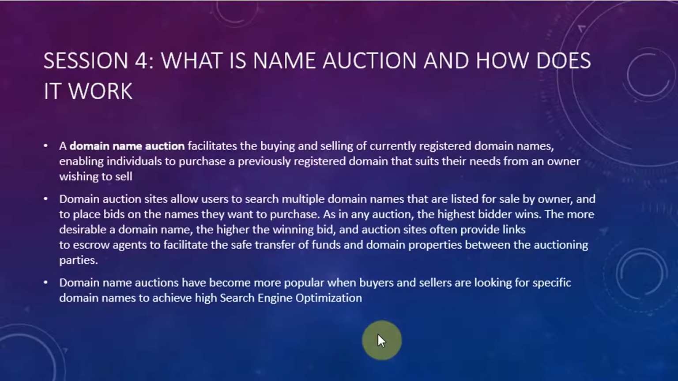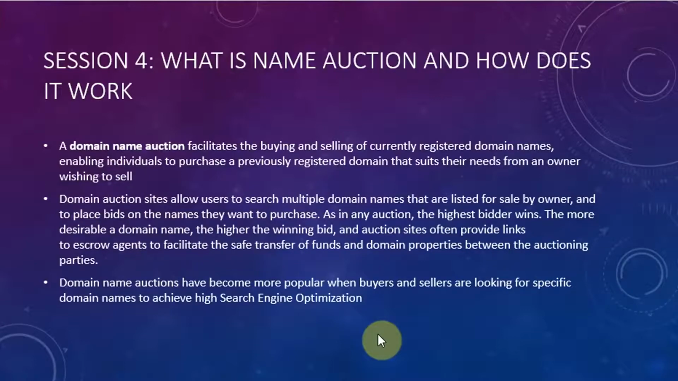Think of the name Microsoft. Once they call that name, the first thing that comes to your mind basically should be computers. So domain names become much more popular when buyers and sellers are looking for domain names to achieve high search engine optimization. That is what a name auction is, rather, and that's how it works.